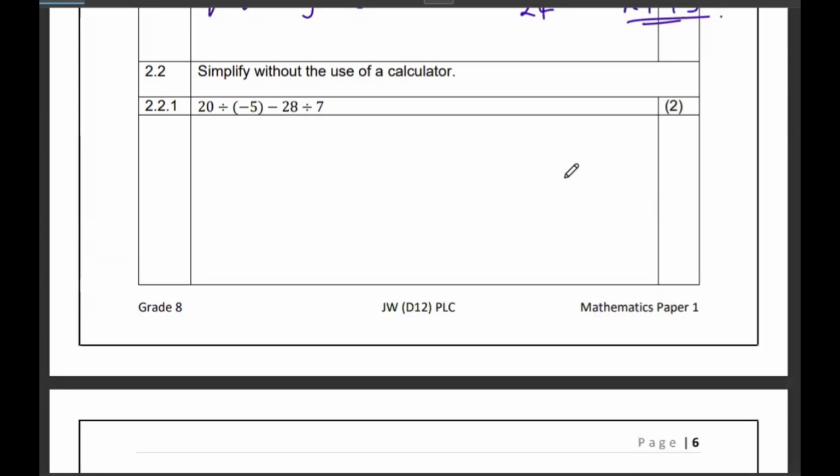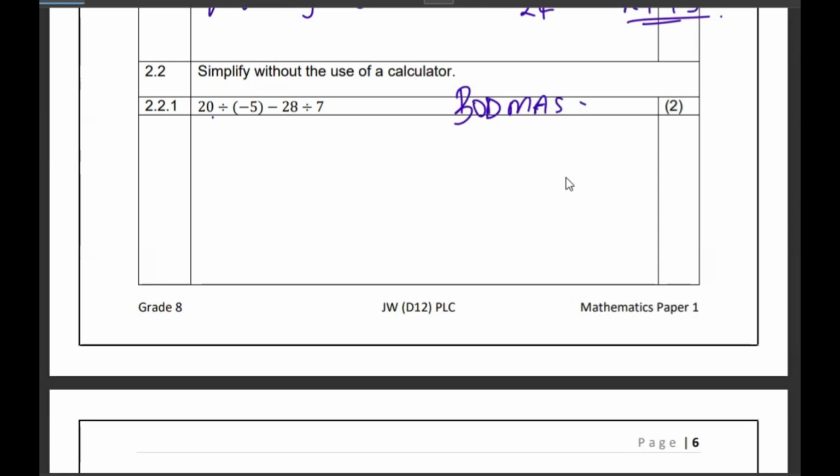All right, then 2.2, simplify without the use of a calculator. Okay, so we have different signs combined with a whole lot of aspects. So what we're going to use is basically the BODMAS. And with our BODMAS, we know that we need to start with brackets. And in this case, we don't have any brackets. Do we have any divisions? Yes, let's start with the divisions.